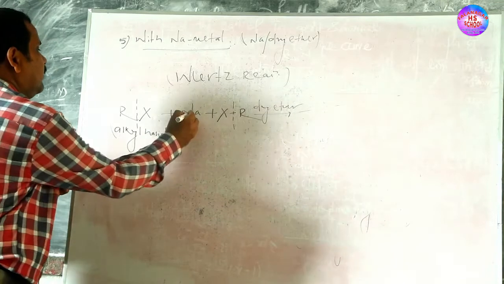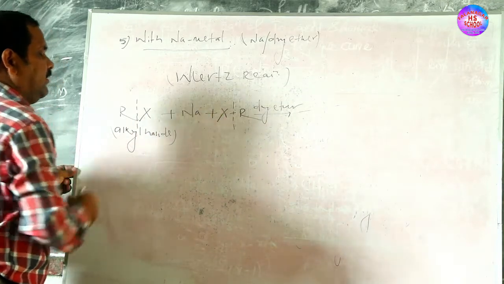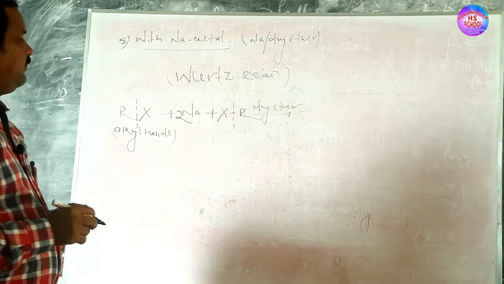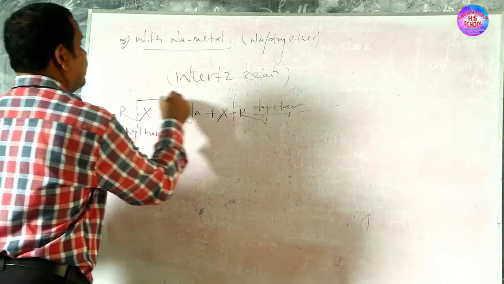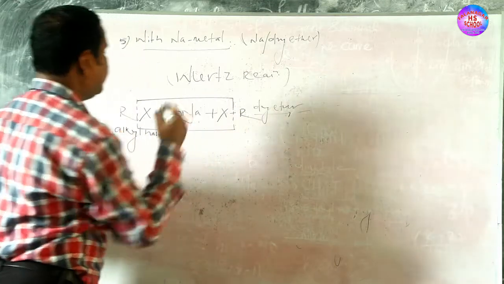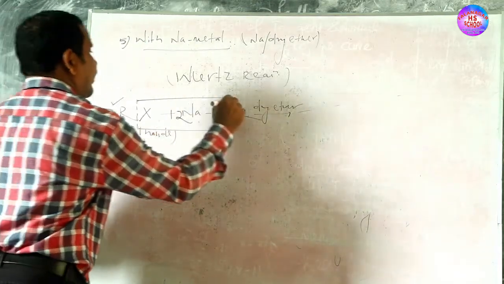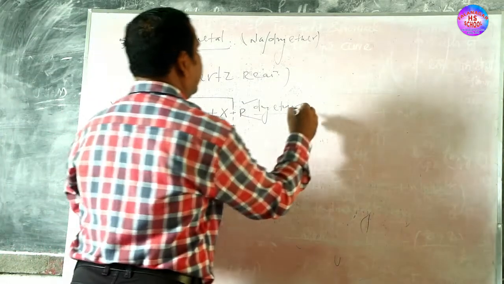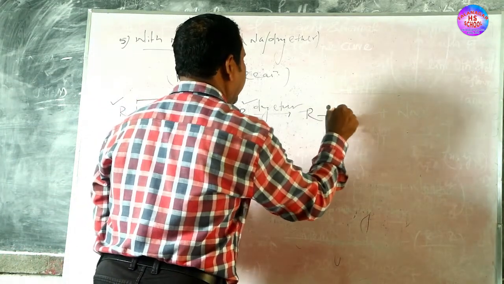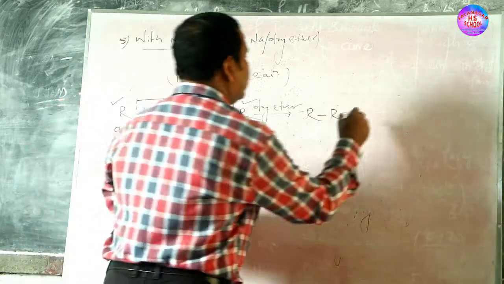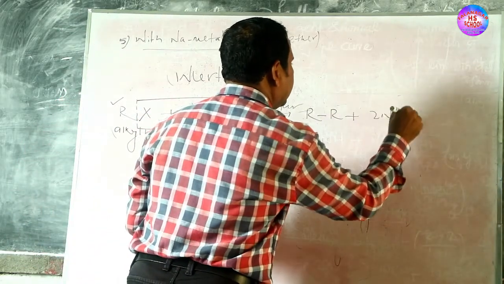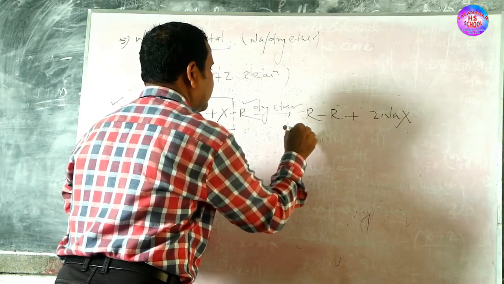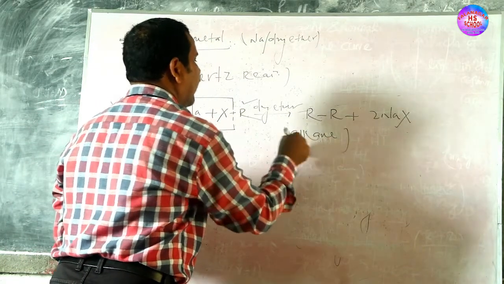If it is sodium bromide and sodium bromide, so take 2 atoms of sodium to balance the equation. So we get the product R and R, the two alkyl groups will be bonded. R–R plus 2NaX. This R–R is called as alkane.